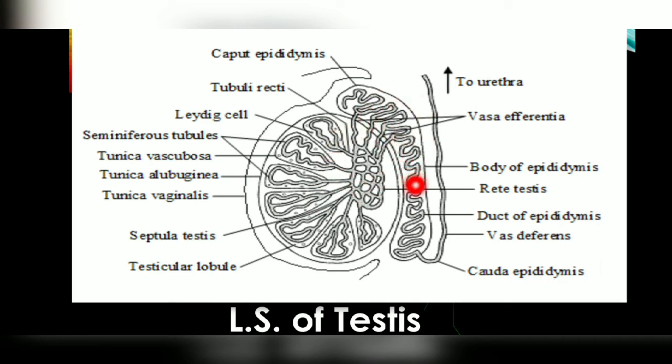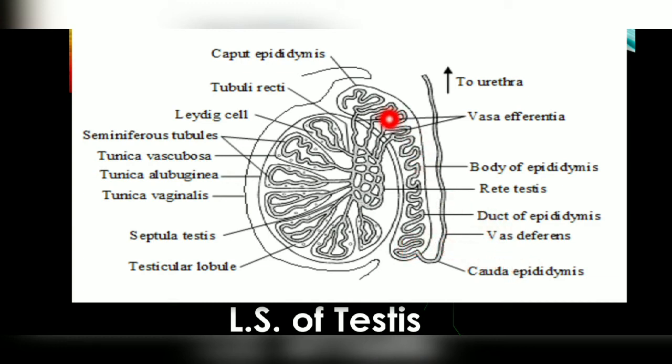And this epididymis is divided into three parts. First is called the head or the caput epididymis, which is attached to this vas efferentia. Second, the central one, is called the body or the corpus of epididymis, and the last one is the cauda or the tail epididymis.